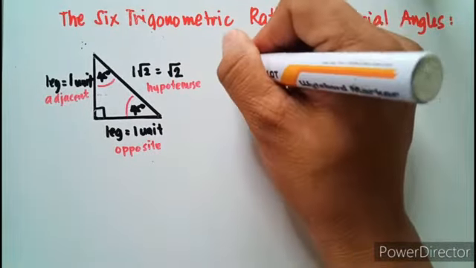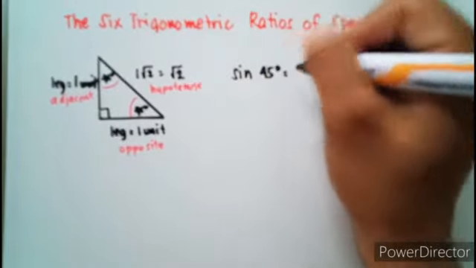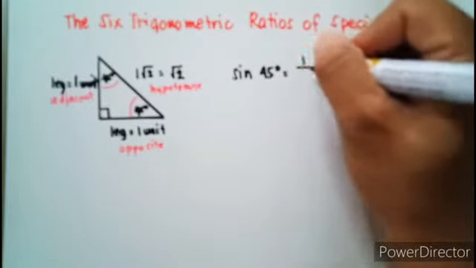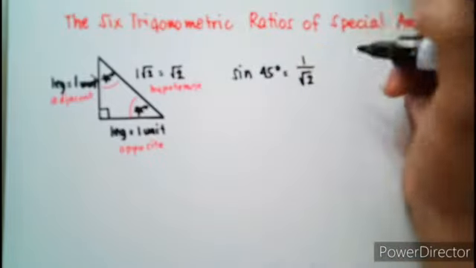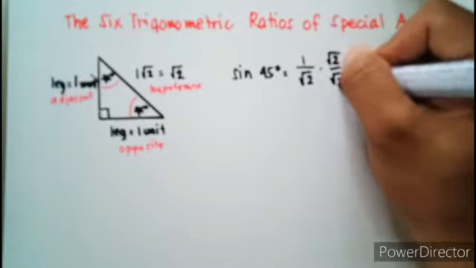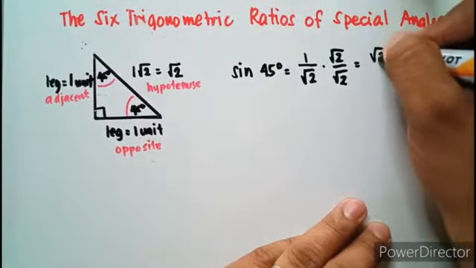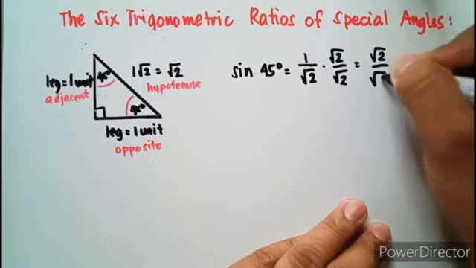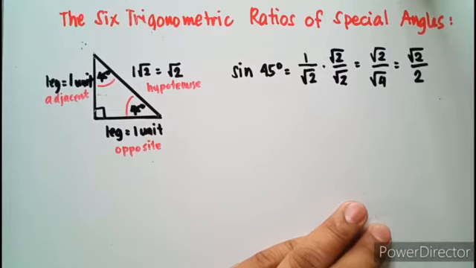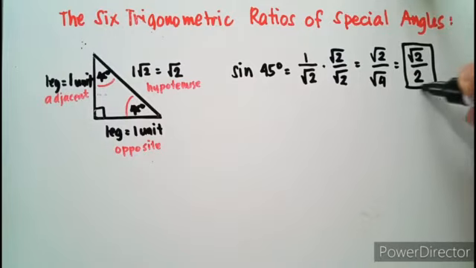So, for our sine 45 degrees, that is equal to opposite over hypotenuse. That is 1 over square root of 2. So, rationalize, that is, multiply it by square root of 2 over square root of 2. So, it is equal to square root of 2 over square root of 4, which is equal to square root of 2 over 2. So, meaning, sine 45 degrees is square root of 2 over 2.